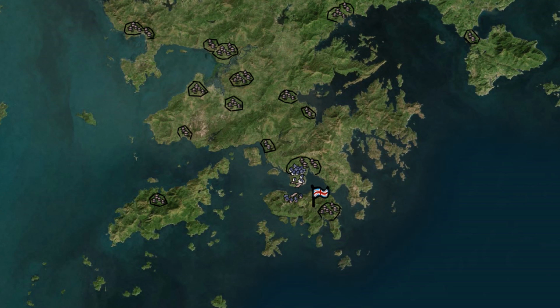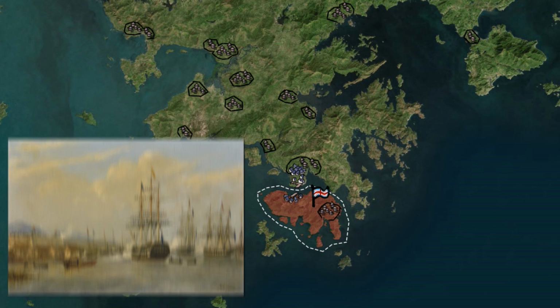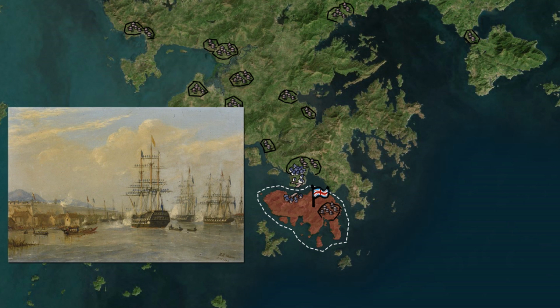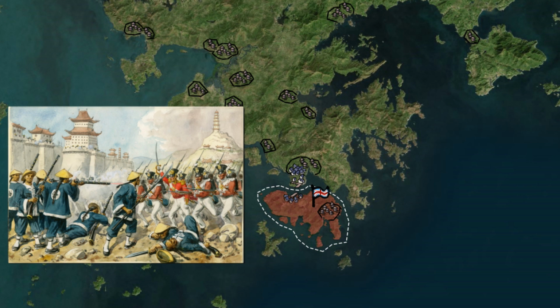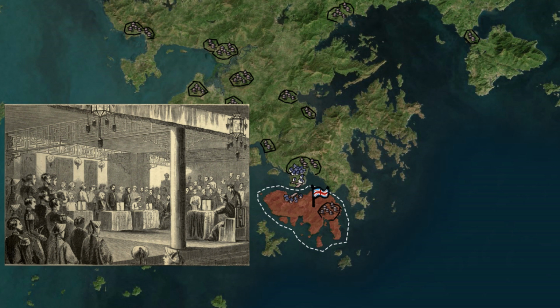The British flag was raised on the 26th of January when Commodore Sir Gordon Bremer claimed the island as a colony. However, it wasn't until the 29th of August 1842 that the subdued Qing dynasty would officially cede the island of Hong Kong to the British under the Treaty of Nanking that ended the First Opium War. When hostilities again flared up with the outbreak of the Second Opium War, the British used the peace treaty of 1860 at the Convention of Peking to get even more land.